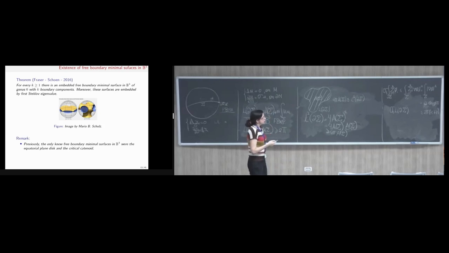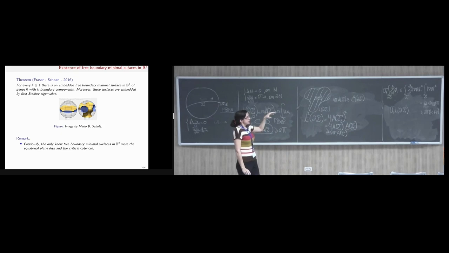Okay, here in this picture, why is this result important? This result is important because you have a relation here between the existence of free boundary minimal surfaces in the ball and the Steklov problem, right? So in this case here you have the picture. The picture is made by Mario Schulz. You can see the page. There are so many pictures, very beautiful, and you can see a lot of pictures of free boundary surfaces in the ball with many genus. It's very beautiful. I recommend this homepage, right?